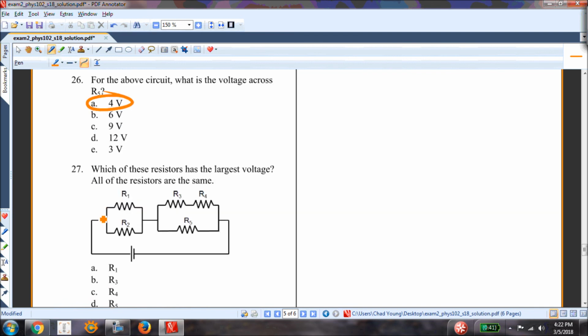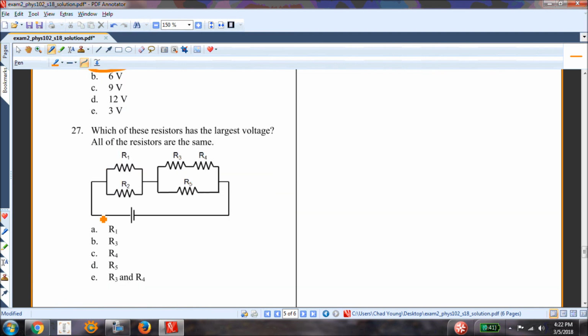And then 27, which of these resistors has the largest voltage? We had a similar question that we looked at in class, which has the largest current? And actually the one with the largest current is going to have the largest voltage because, you know, V equals IR. So let's look at it in terms of current. Well, these two will have equal currents. I here will equal I here. These two over here, this one's going to have a little bitty current.